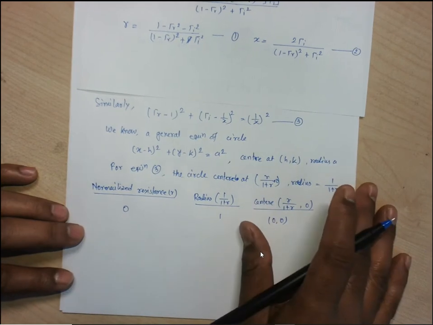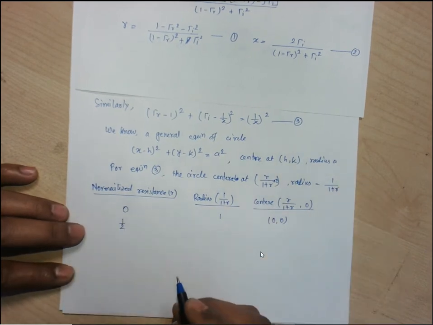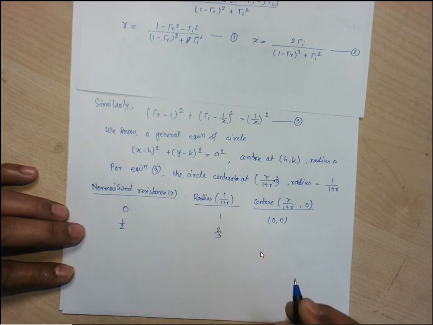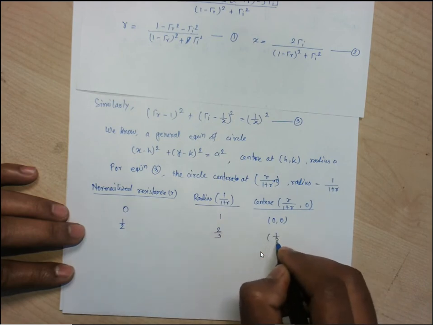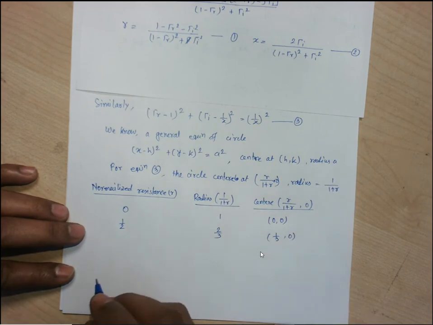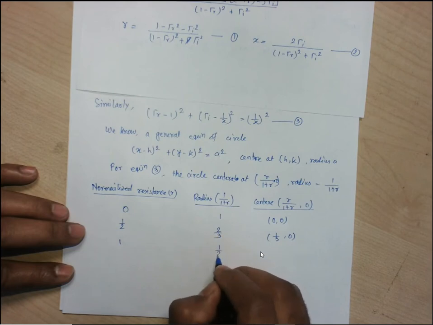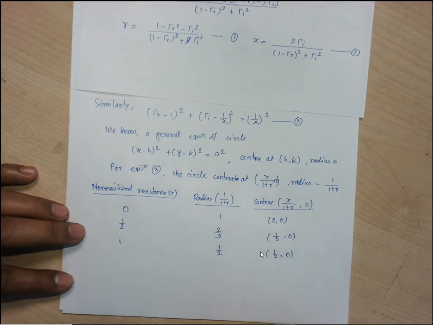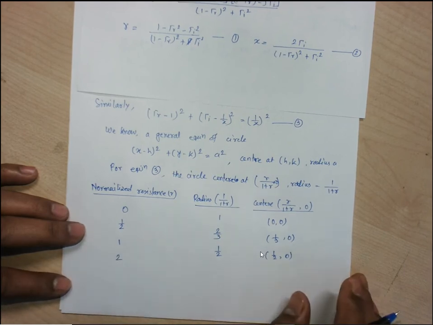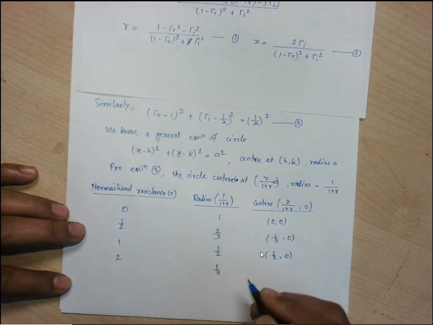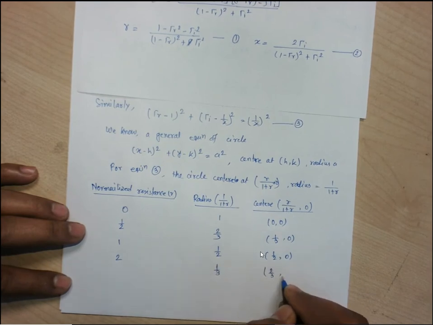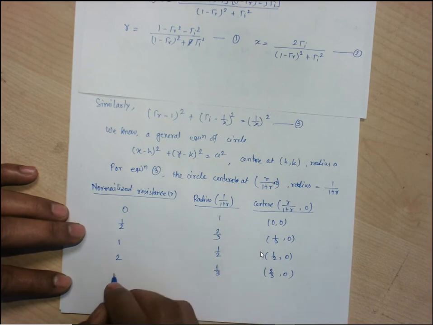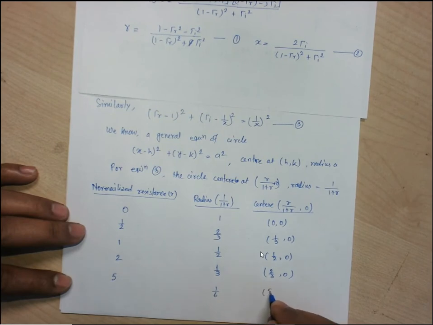Let us go with half. The radius will be 2 by 3, center will be 1 by 3 comma 0. Then let us put 1, then the radius becomes half. The center will be at half comma 0. If we go to 2, then the radius becomes 1 by 3, the center 2 by 3 comma 0. Like this, if we put 5, the radius becomes 1 by 6, the center 5 by 6 comma 0.